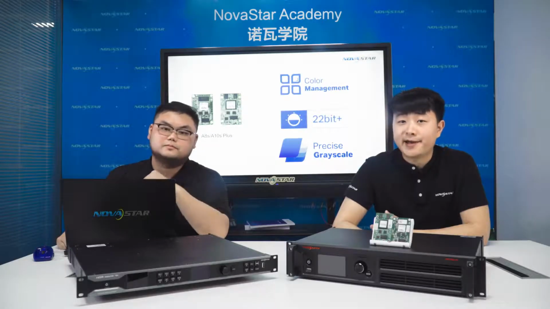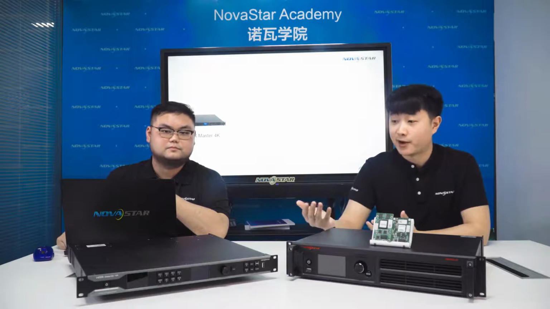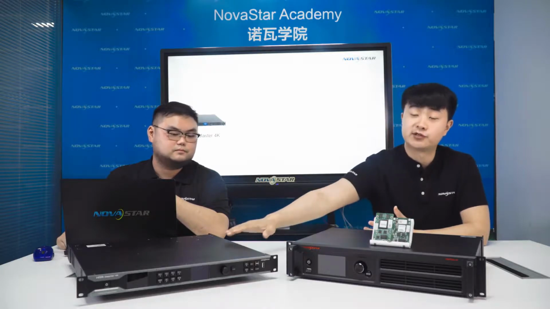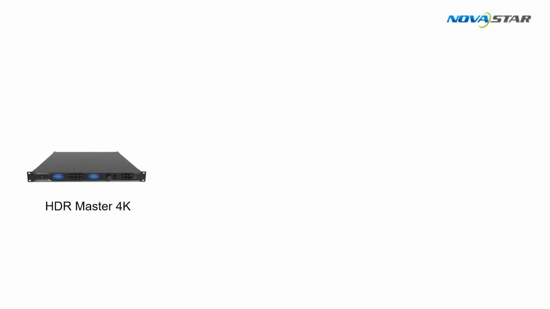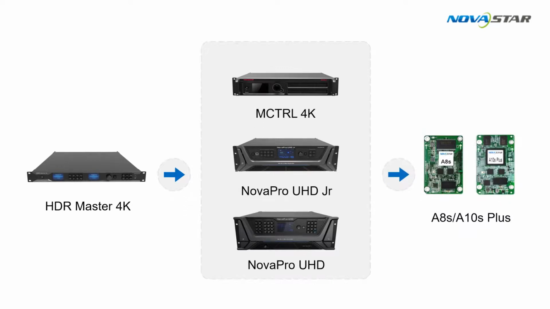Okay, that's really clear. But before saying anything else, could you give us a summary? Sure, to get HDR ability, what we need first is an HDR source. But right now, you guys can have a better solution: use our HDR Master 4K, which can convert standard SDR to HDR signal. And then we can just pick a controller from the three models above. And in the last, make sure your LED screens are with an A8S or A10S plus receiving card inside.